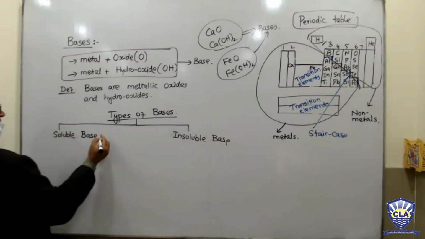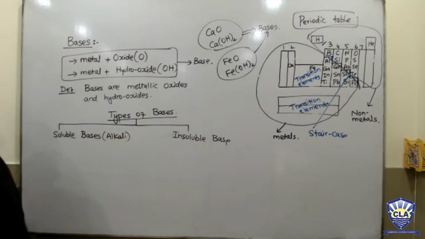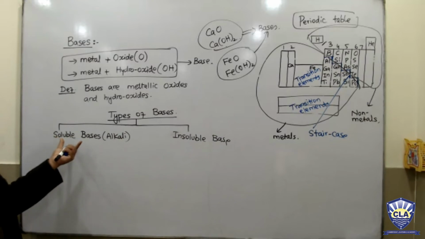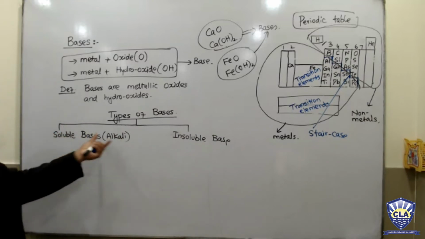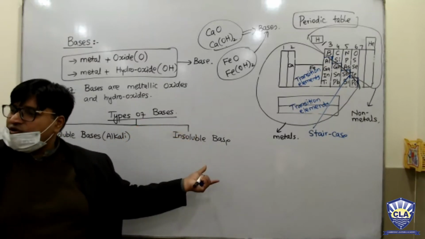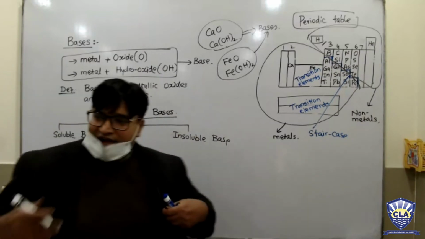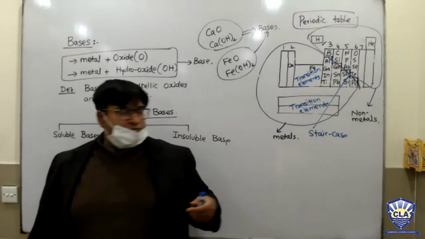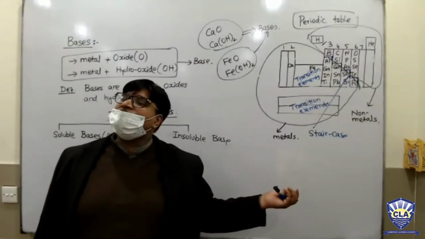So the soluble bases are also called alkali. Only those bases which dissolve in water are alkali, whereas the bases which are insoluble in water are insoluble bases. Now we have to learn which bases are soluble in water and which are insoluble in water.